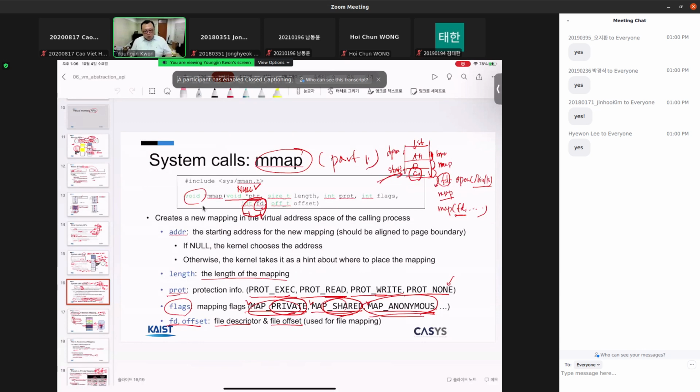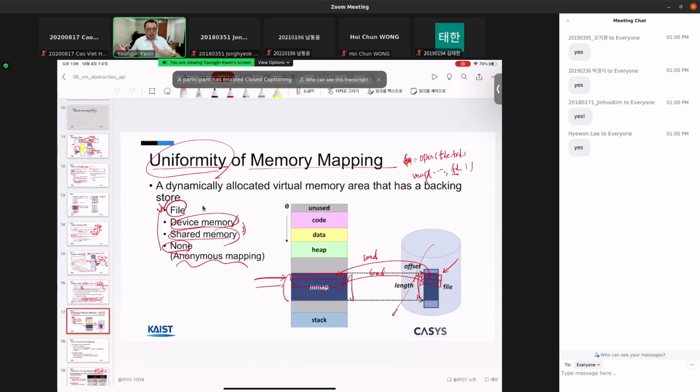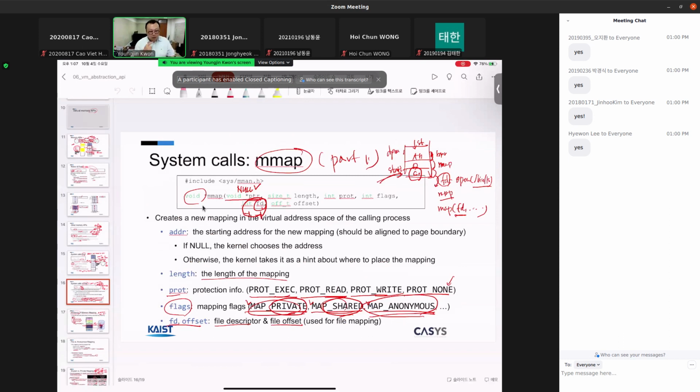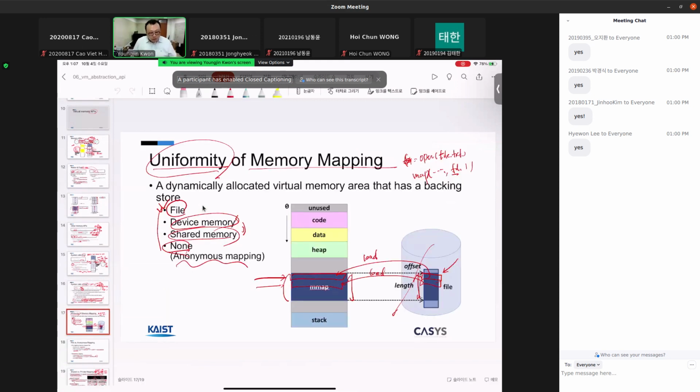So mmap provides uniformity across different types of backing storage, for example file, device memory, shared memory, or non-backing, which is called anonymous mapping. So mmap provides a uniform interface to use these different types of memory. I explained mmap with map anonymous, and giving the file descriptor where you map the file into memory, etc. That is the beauty of uniformity in memory mapping using a single API, which is mmap.